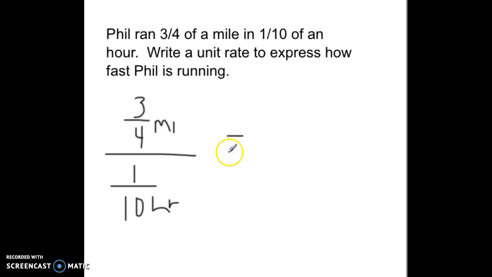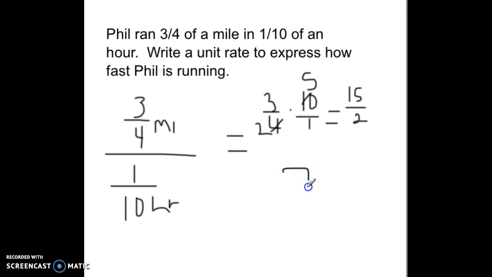So that equals, well, remember when we did complex fractions? In order to figure out what it's going to be, we have to do 3/4 divided by 1/10, or 3/4 times the reciprocal, 10 over 1. And we could do a little simplifying before we multiply. And we get 15 over 2, or, as some people like to say, 7.5.